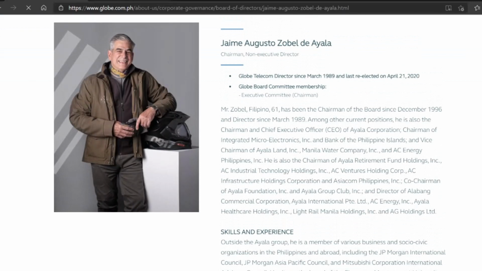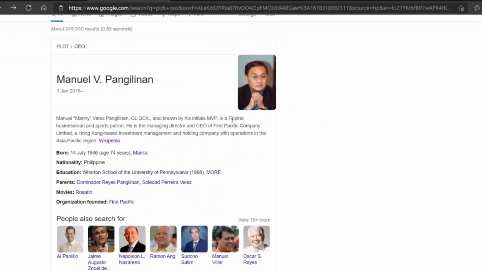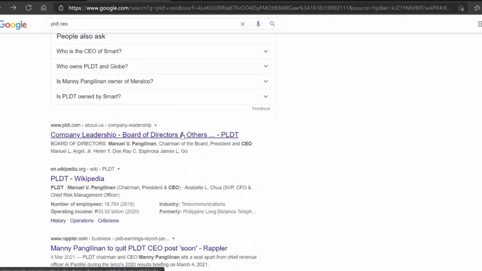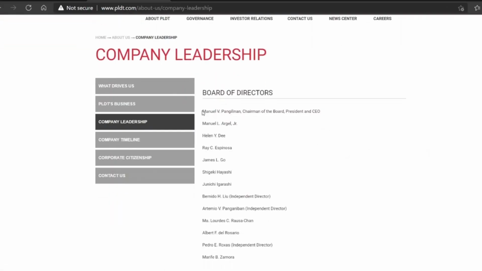Now for PLDT. Its CEO is Manuel V. Pangilinan, or as we all know, MVP. He is also the CEO of Metro Pacific Investment Corporation, or MPIC, which is also a large company here in the Philippines. And he also manages a lot more businesses. So Mr. Pangilinan really has a lot of experience. That's also a big check on our list.